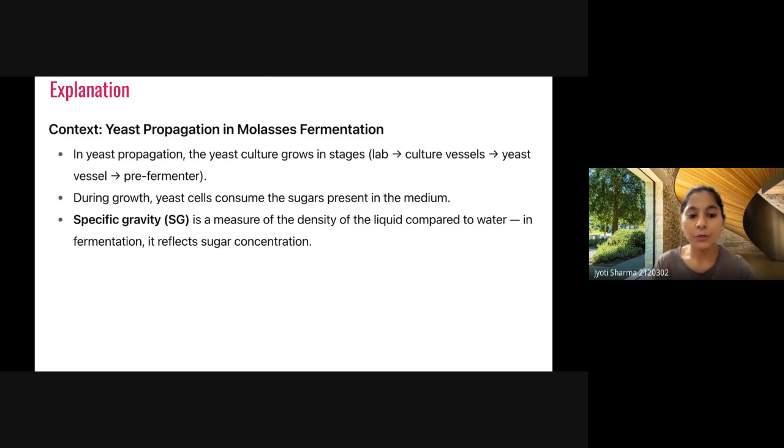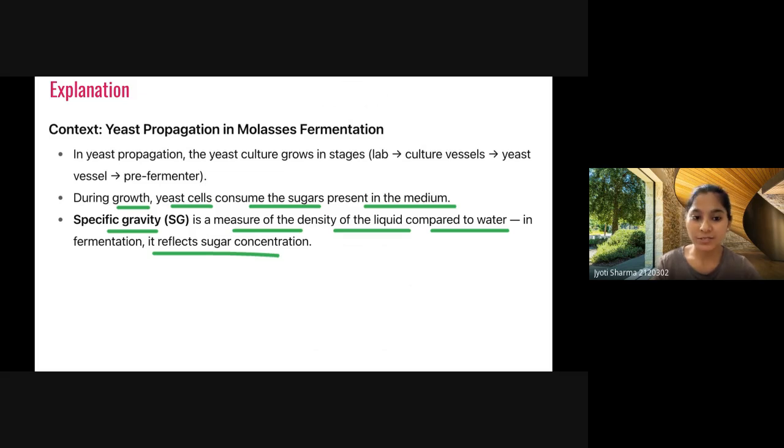Okay. So during growth, this is important. During growth, yeast cells consume the sugar present in the medium. Specific gravity is the measure of the density of a liquid compared to water. In fermentation, it reflects sugar concentration. So yeast is consuming the sugar, right? Yeast is consuming the sugar.